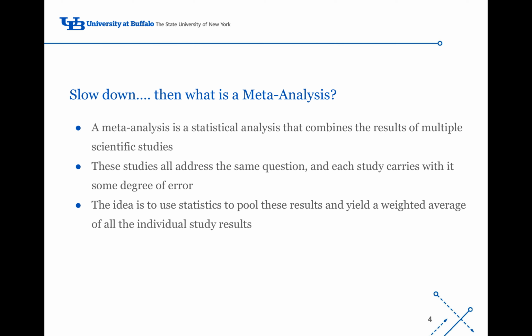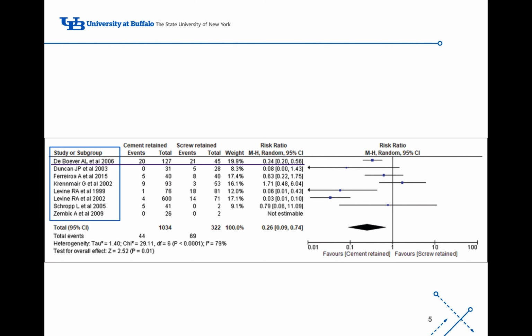Well, slow down. Then what's a meta-analysis? A meta-analysis is a statistical analysis that combines the results of multiple studies addressing the same or similar questions. The idea in a meta-analysis is to pool the results of multiple studies and yield a weighted average of all the individual study results. Each randomized controlled trial is represented by a horizontal line in the plot and extends towards the graphical representation on the right.